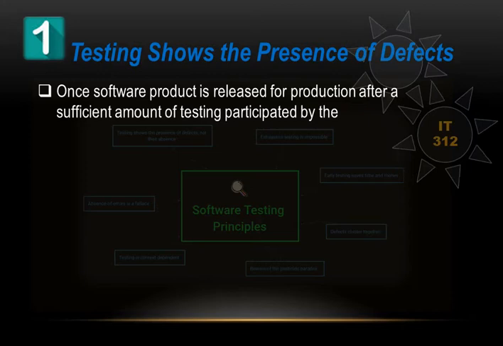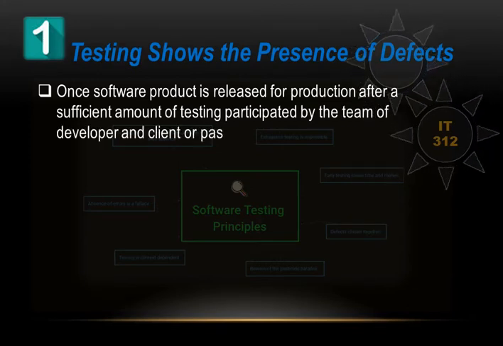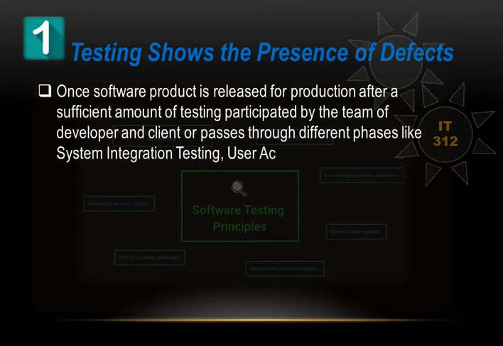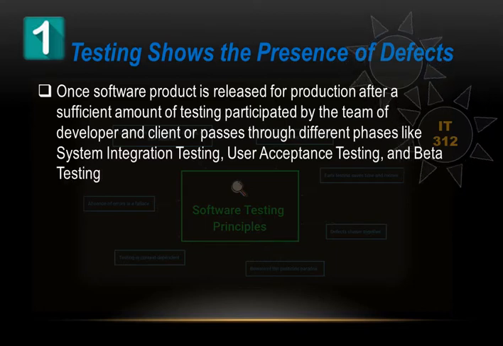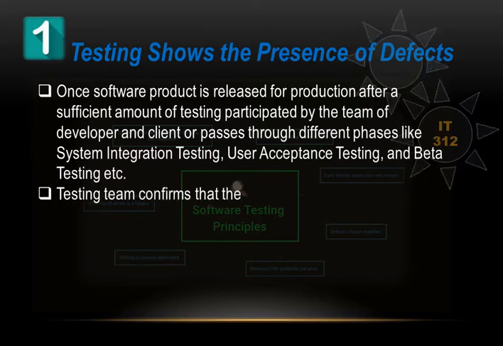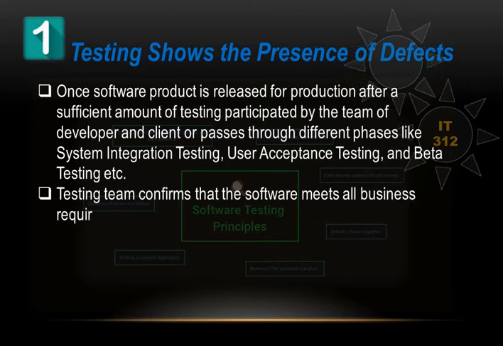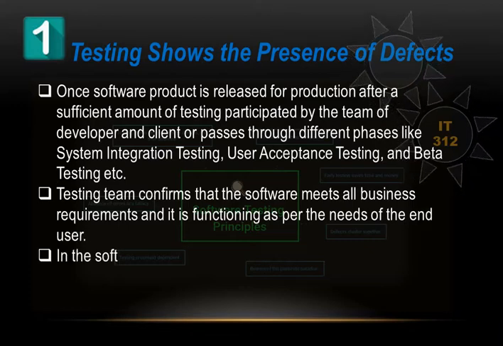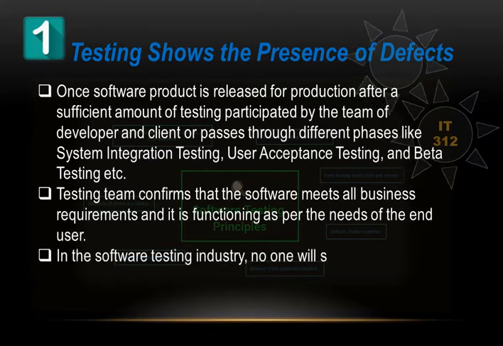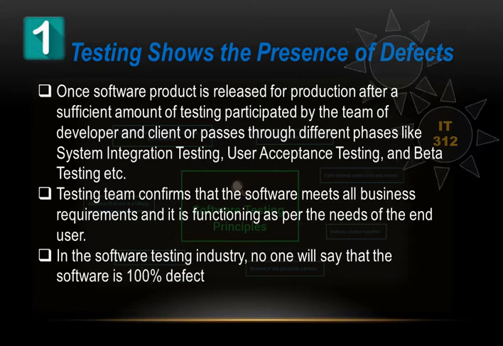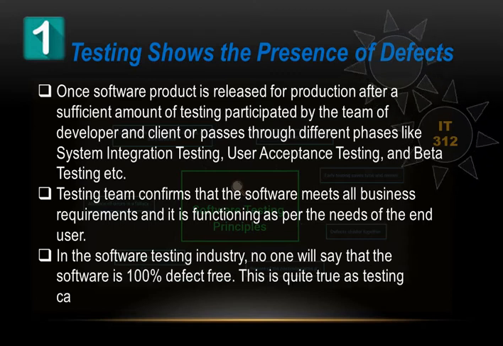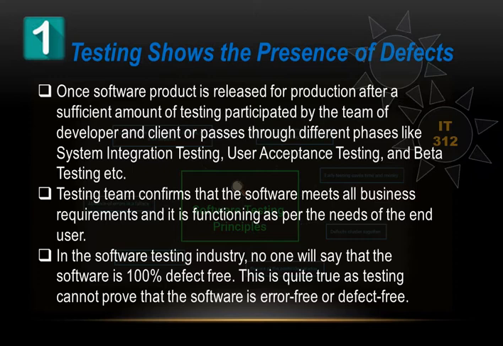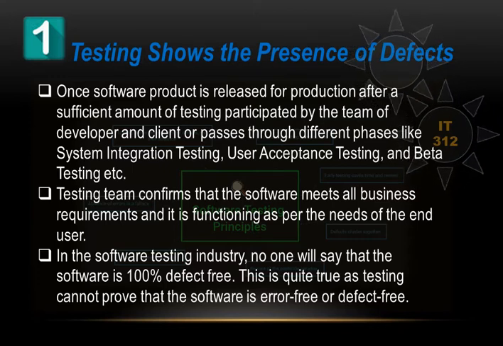Testing principle number 1: testing shows the presence of defects. Before any software product is released for production, and after a sufficient amount of testing by the team of developers and client, or after it passes through different phases like system integration testing, user acceptance testing, and beta testing, etc.